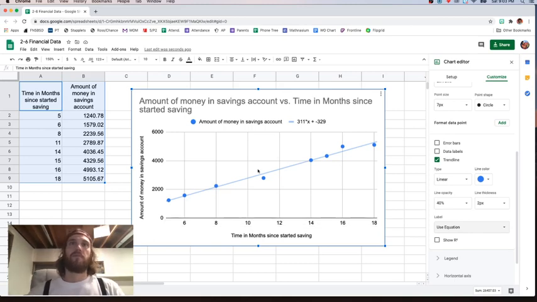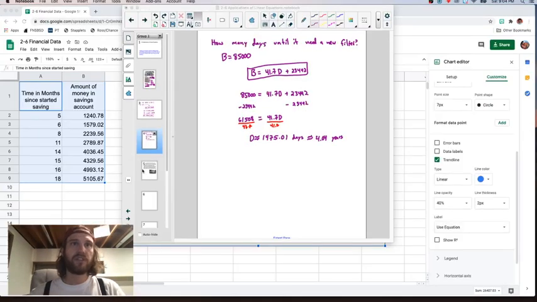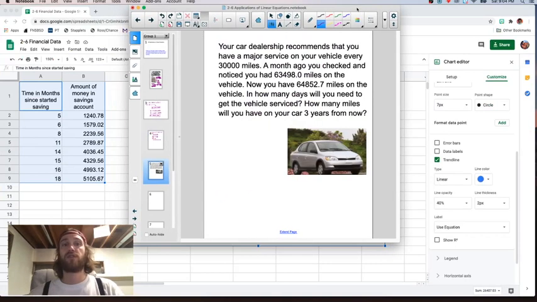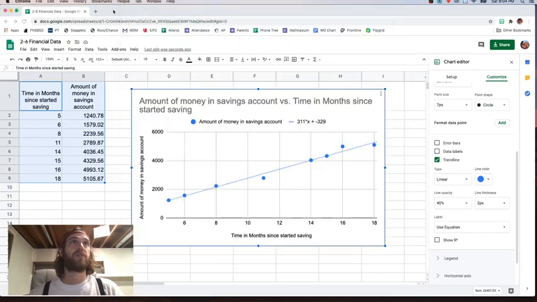Anywho, that's how you use a linear least squares regression line. You can plug in values into here and make predictions. Pretty awesome. Let's take a look at our last example. I'm going to help set it up. If you guys want to try and set it up on your own, please do.